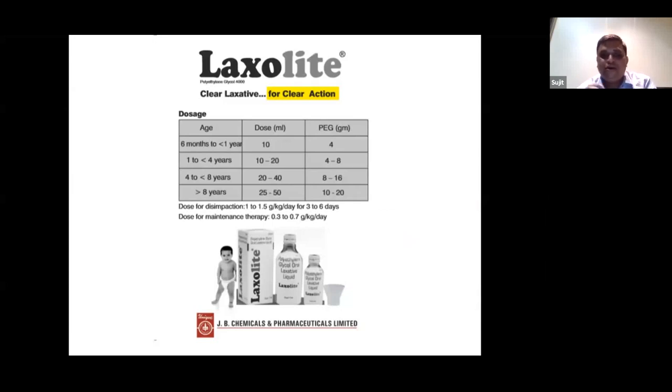So I'm sure Laxolite will be the drug of choice while managing constipation in your patients. I would request all the audience to use Laxolite in your clinical practice while managing functional constipation.